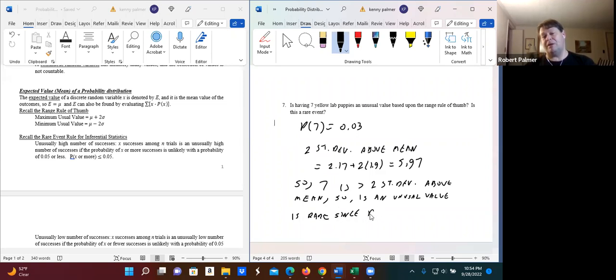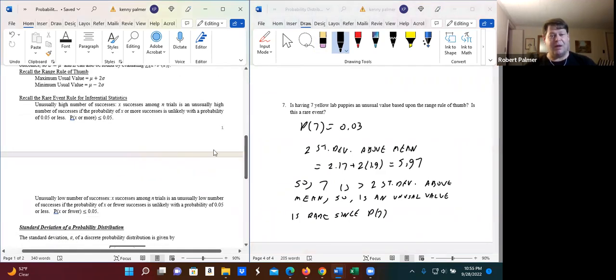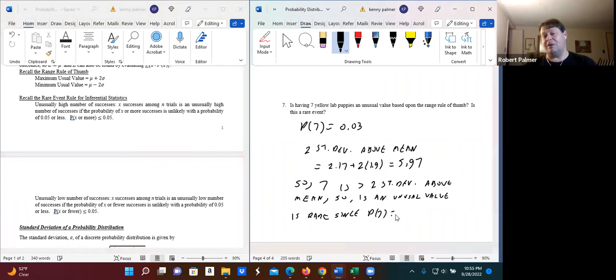The probability of 7 is 0.03, and as those earlier paragraphs said, for a rare event, basically if the probability is less than 0.05, it's considered rare. The probability is 0.03, which of course is less than 0.05, so based on that it is also a rare event. So based on both of those things, this is an unusual value based on the range rule of thumb, and also a rare event based on this idea of rare events, where your probability is less than 0.05.